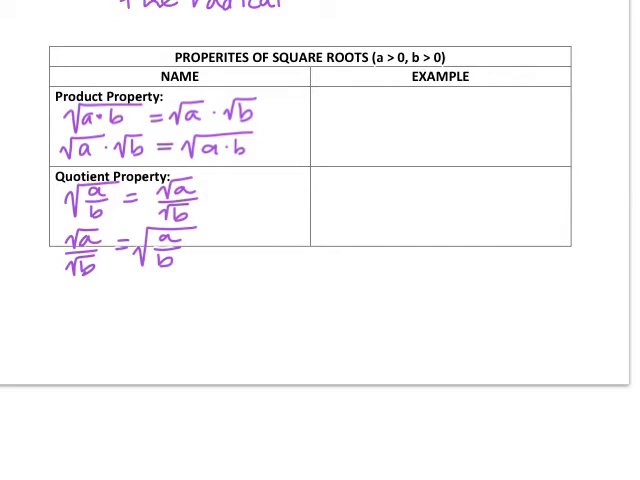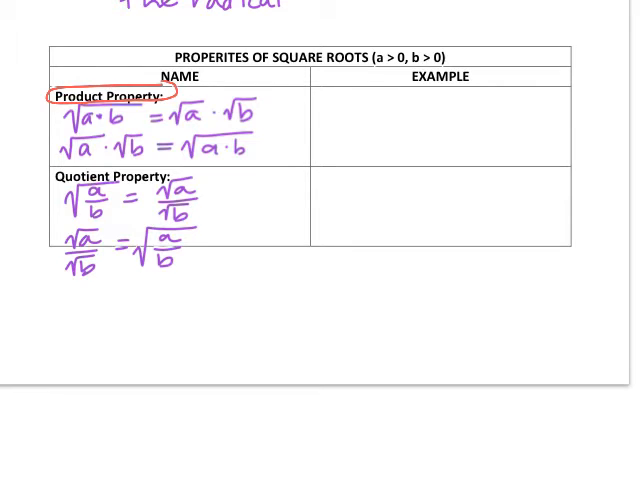Okay, so let's review some of the properties of square roots. This may be something that you've seen previously. Hopefully this is just a refresher for you. But the product property of square roots is that numbers underneath the radical symbol can be multiplied.